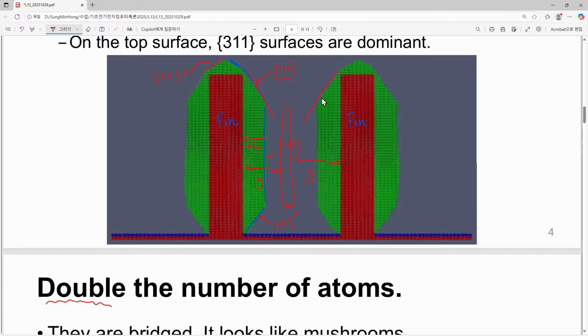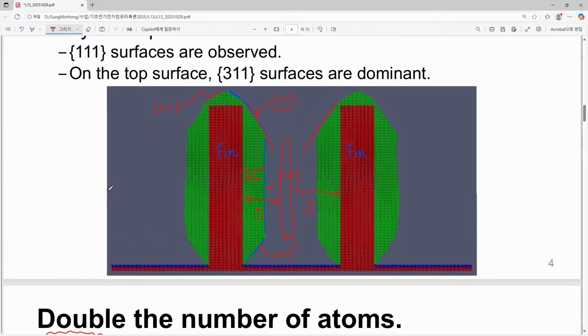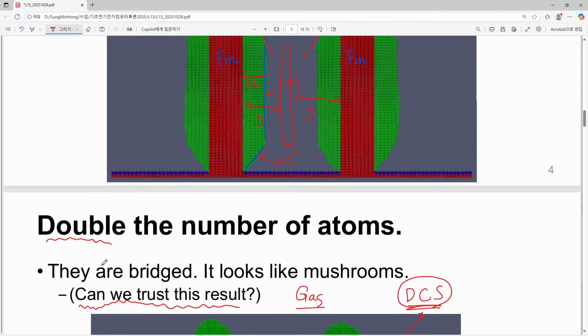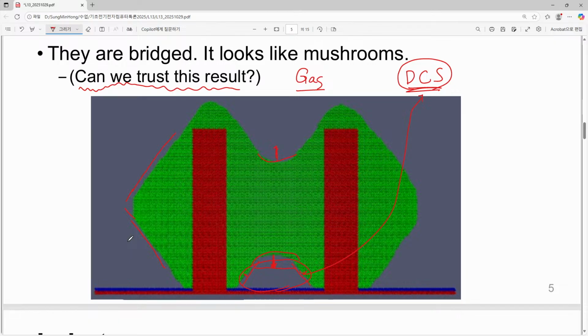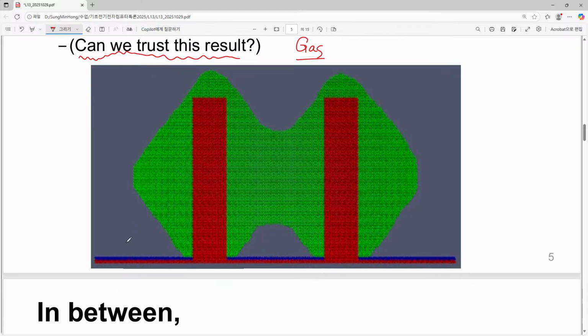In this case, I think it's okay because the spaces are just open to the top, so gas can be easily ventilated. However, in this case, once the window is closed, there is no way to provide certain materials to keep this growth procedure going. So please do not overtrust our result. This is just showing a certain trend.